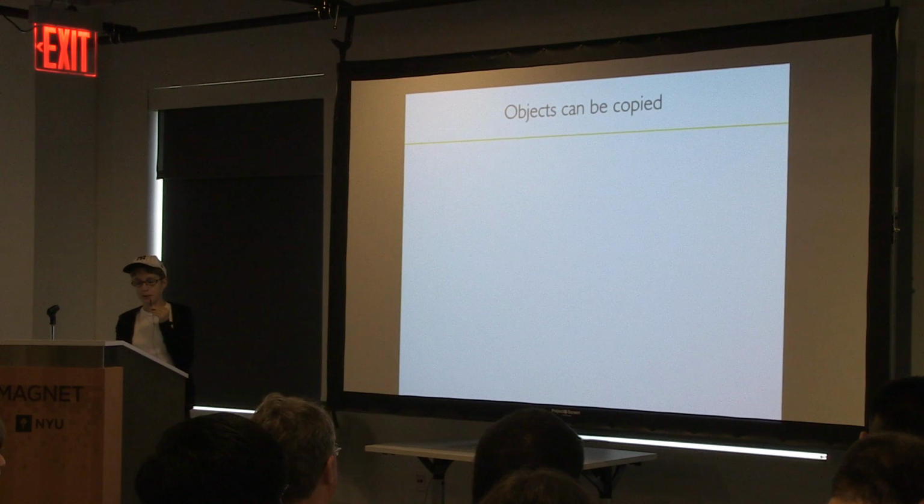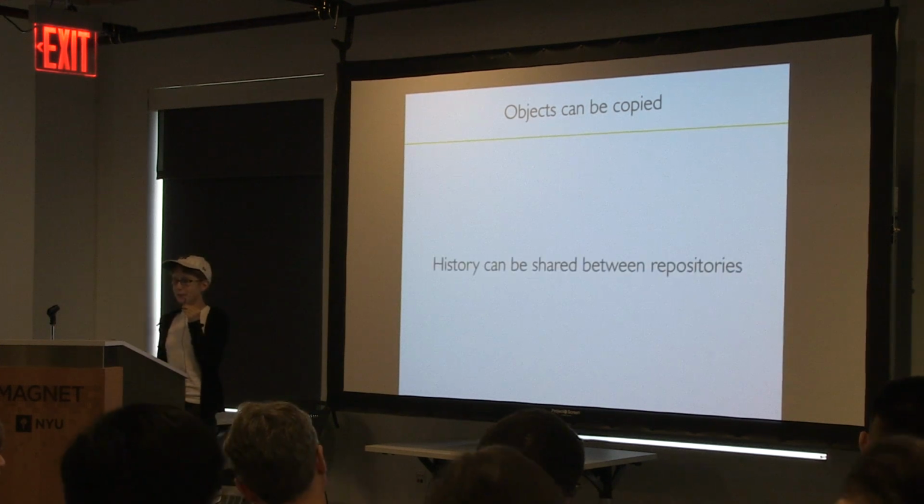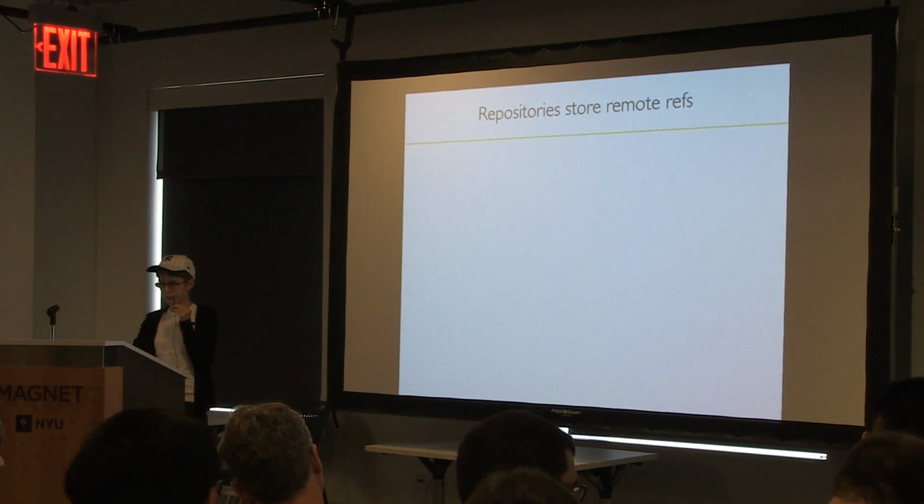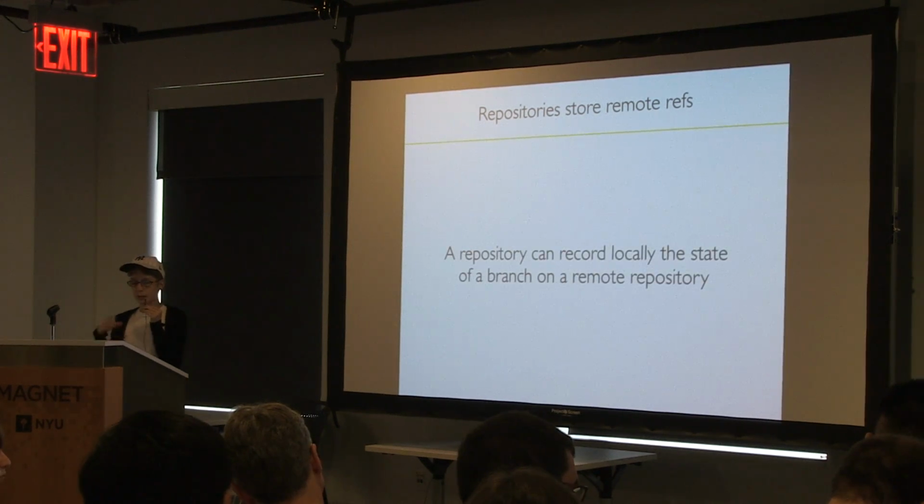So what do we learn from this? Well, objects can be copied, which means history can be shared between repositories. And we've learned that repositories can store remote refs, which means a repository can record locally the state of a branch on a remote.